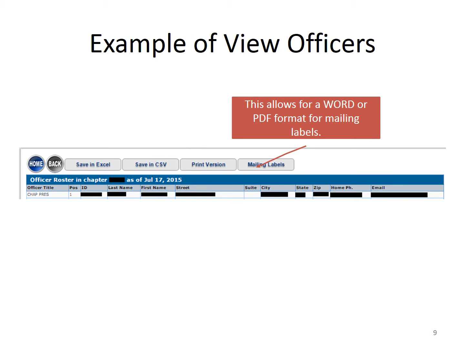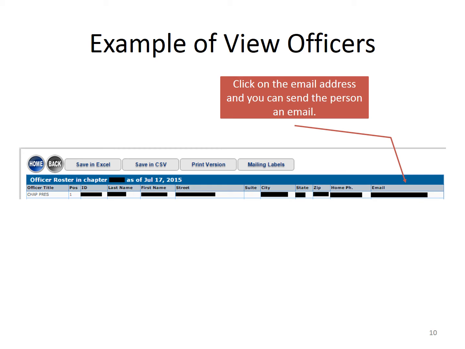The Mailing Labels option will provide a formatted document in either Word or PDF format that can be used to print mailing labels. See the presentation on navigation buttons for more information on mailing labels. As always, you can email one person if there is an email address present.